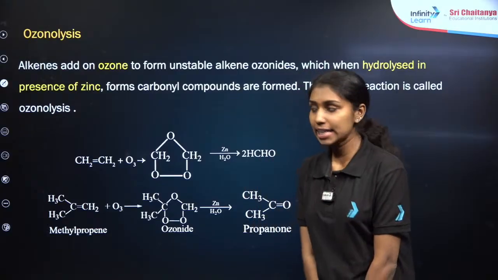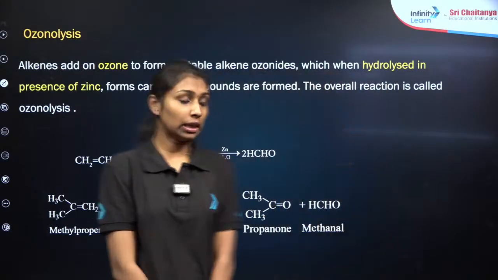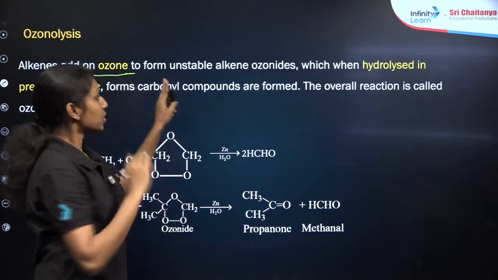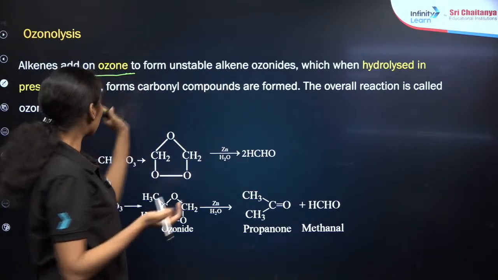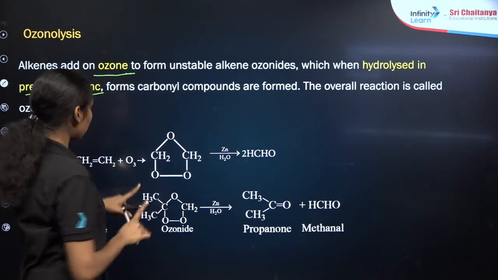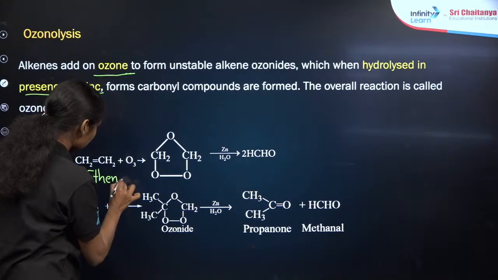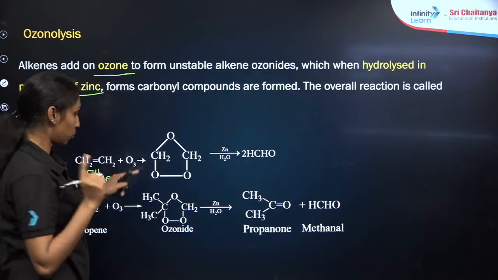So in the case of alkenes, we are trying to add ozone. Then after that, we are hydrolyzing, adding water in the presence of zinc. So in the first step, I am taking ethene here, CH2 double bond CH2, and adding an O3 molecule, or ozone molecule.